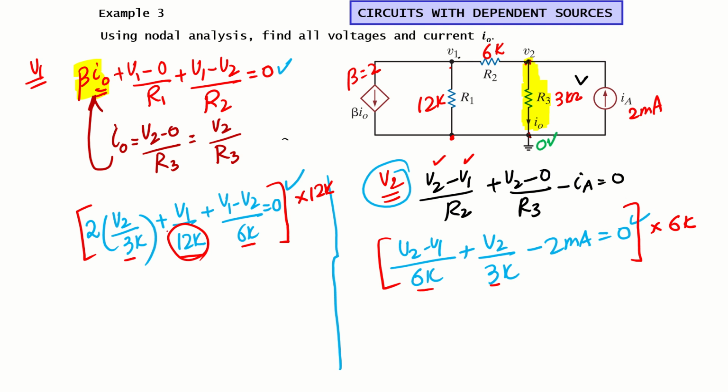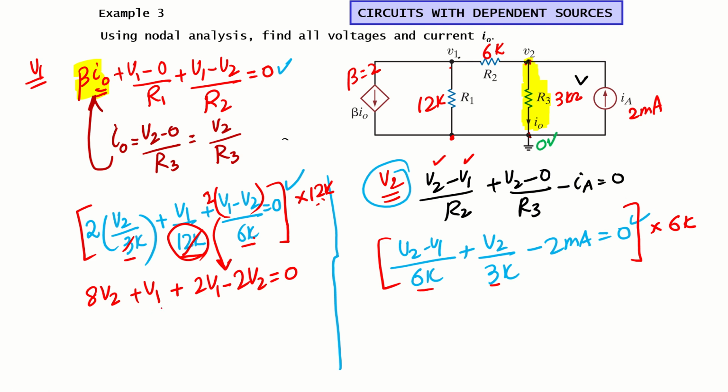So if you multiply this equation with this, what will we have here? 12 divided by 3 will be 4. 4 times 2, 8, so we'll have 8 times V2 here. This 12 cancels with 12, so we have V1. Then 12 divided by 6, we have 2. So 2 times V1 minus 2 times V2 is equal to 0. Basically we have just simplified this as 2 times V1 minus 2 times V2.